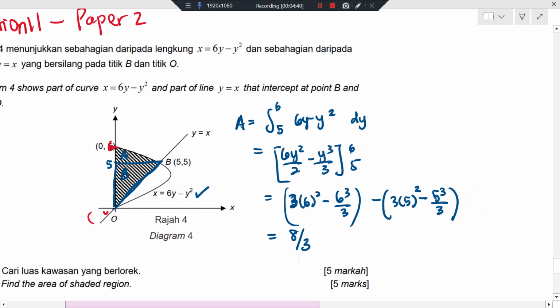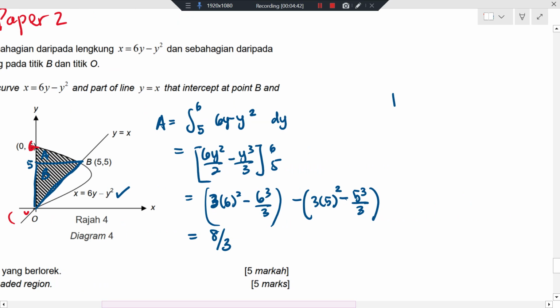So region B is the area of a triangle. So 1 over 2, you can see the base is 5. The height is also 5 because it's 5, 5. You all get me, this is 5 and this one also 5. So this one you will get 25 over 2.